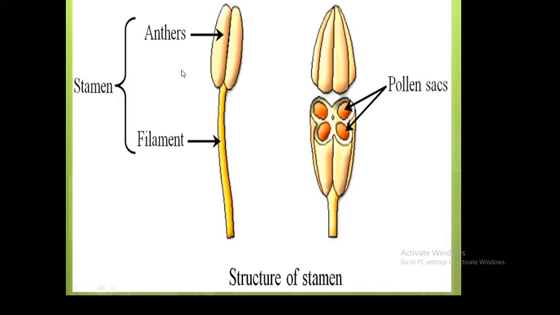We have here the anther. This is the anther where pollen production takes place, and the filament, this holds the anther. Both of them are called stamen. Anther and the filament, we call them stamen. If we have a cross section, we can see the pollen sacs. So this is the structure of the stamen, which is the male part of the flower.